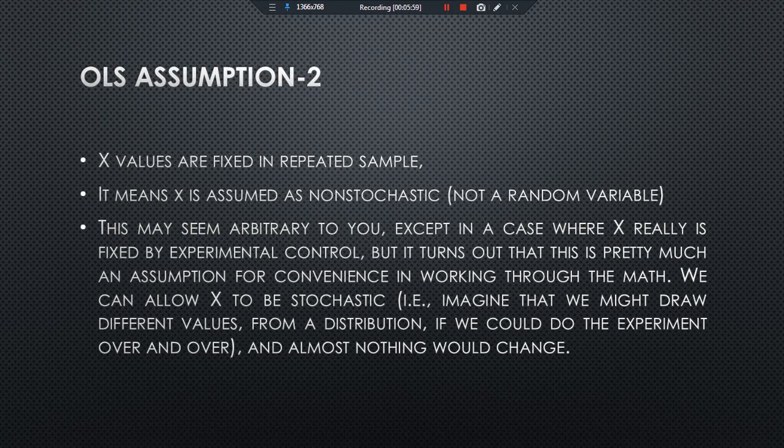We cannot allow x to be stochastic. Imagine that you are drawing a different observation from the same population, and if you can do that experiment repeatedly, then at the end nothing will be changed. You find the same outcome from your selected population or selected sample.